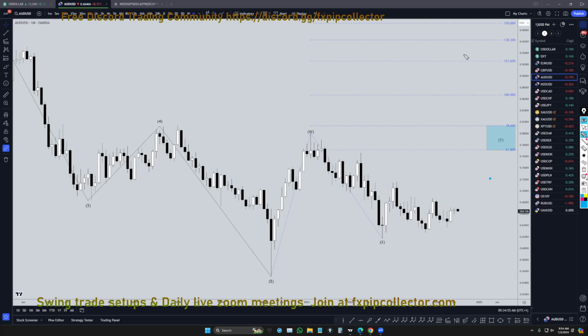I'm going to be analyzing the Aussie US dollar starting on the monthly, working my way down to the 1 hour time frame for the full top down analysis. So, on the Aussie dollar, I'm still looking at this as a WXY on the monthly. I still think this is an ABC of wave Y, which I still believe is going to go up to at least a 78.6 Fibonacci extension and perhaps even higher than that.